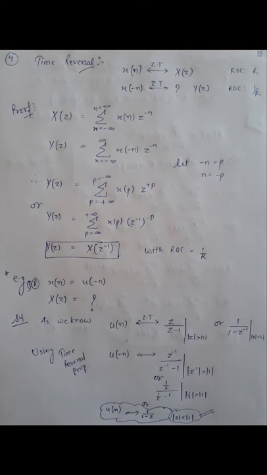In continuation with the last lecture, the properties of Z transform. Next property is time reversal. Let's suppose x[n] has Z transform X(z). So what will be the Z transform for x[-n]?